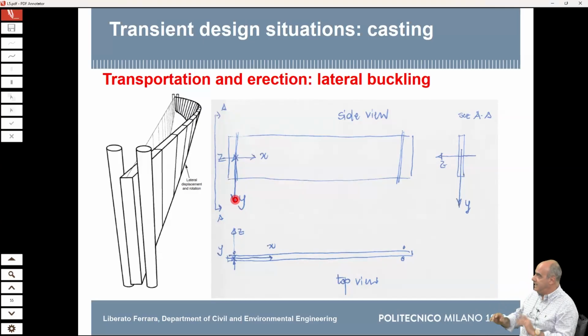If I look from this side here, I see the cross-section of the beam with the y-axis and the z-axis going left, because I'm looking from this side. And the x-axis is going this way. And if I look from the top, I see the x-axis here, the z-axis going sideways, and the y-axis is going downward, so I don't see it. It's pointing down. Okay? Is that clear?